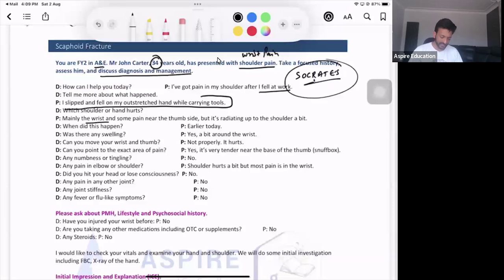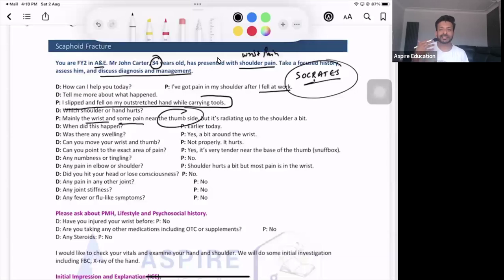Patient says it is in the wrist and pain near the thumb side as well, near the thumb area. So the patient has pain in the arm. So it's in the thumb area, wrist, and the shoulder. So this whole area is having the pain. Patient fell down on outstretched hand, right? After you're done with the Socrates, you're going to ask other associated symptoms as well. Anything else? Yes, doctor, no, doctor.